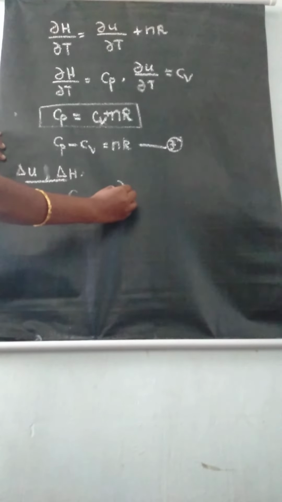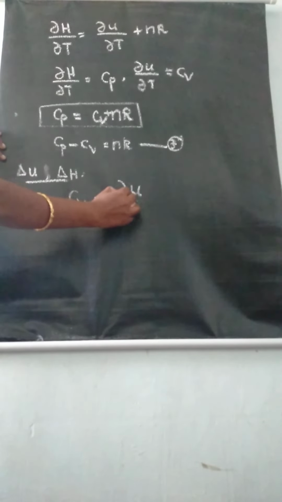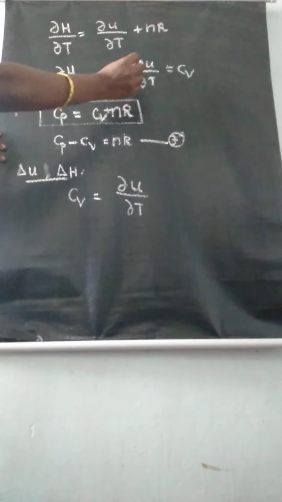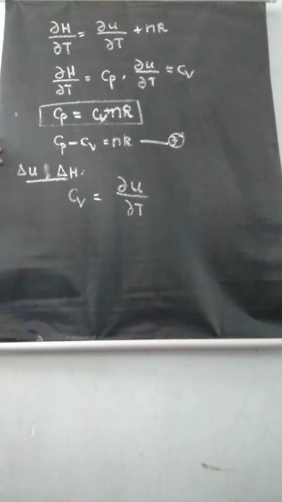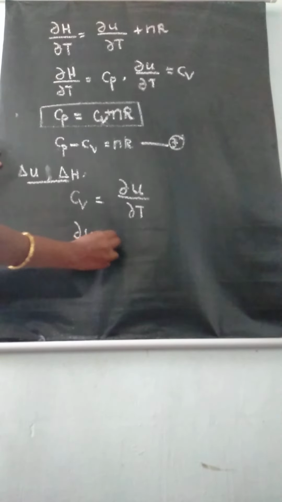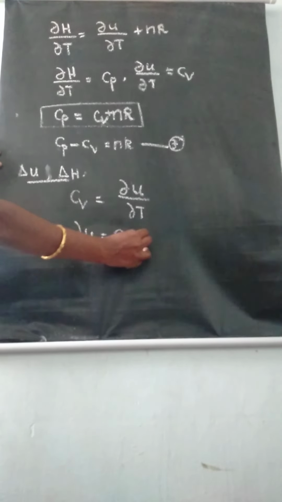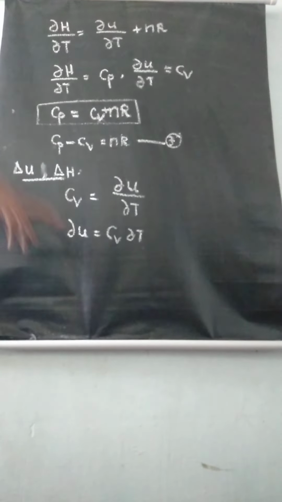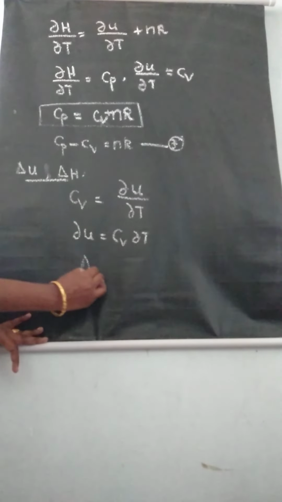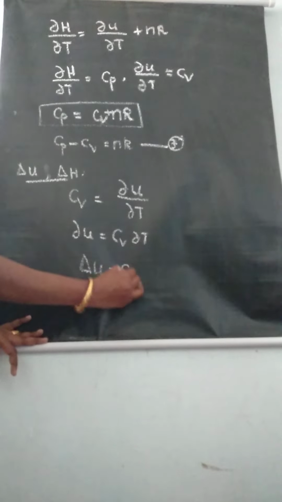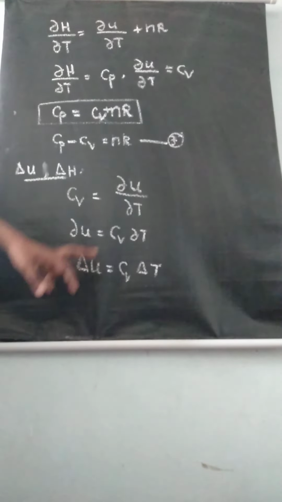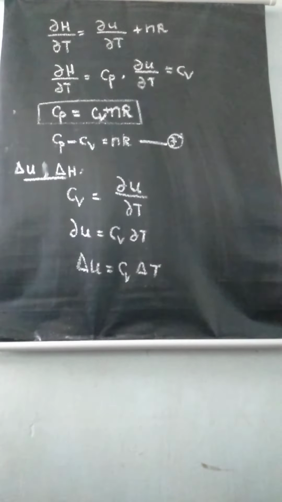Cv is equal to dou U divided by dou T. From this, dou U is equal to Cv into dou T. Dou and delta are similar, so instead of dou you can take delta. So you write the equation: delta U is equal to Cv into delta T. Understand this?